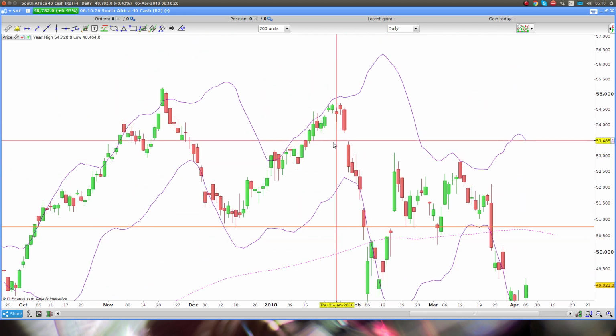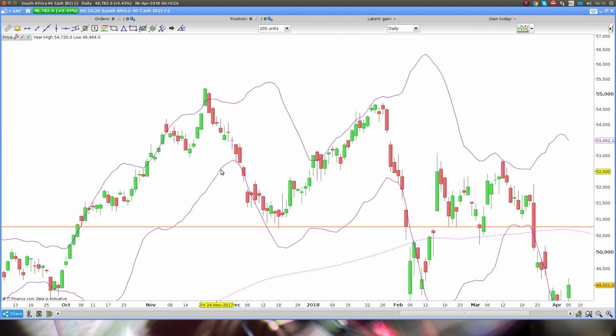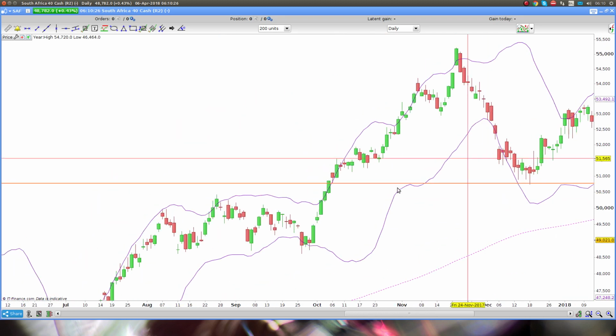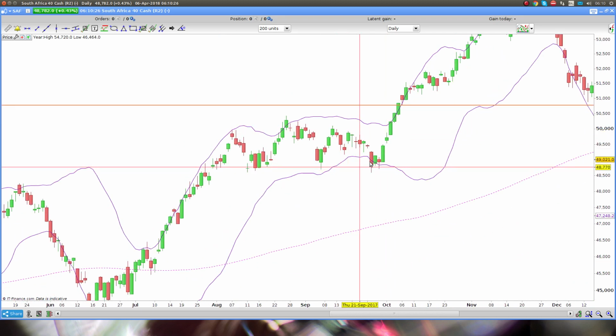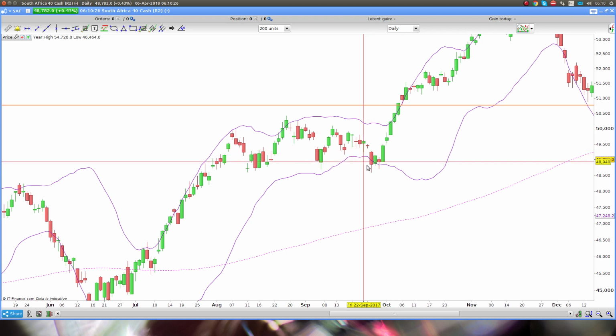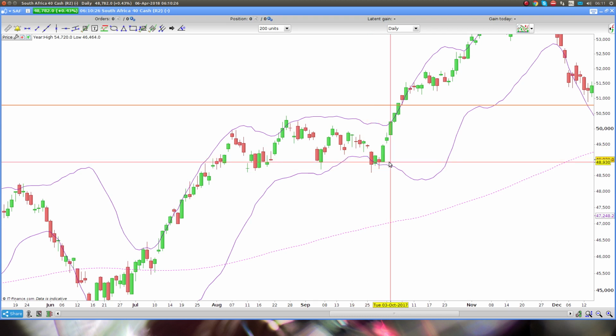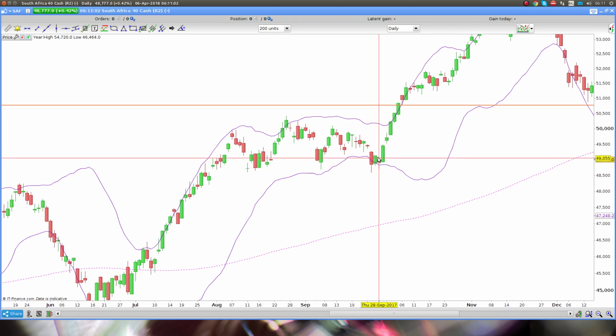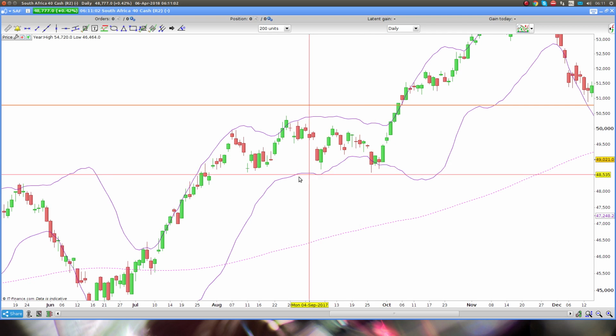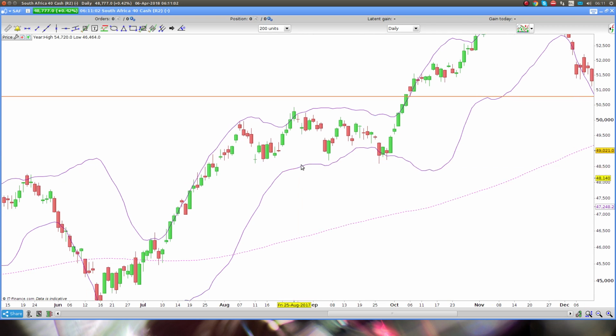So inside bars for me are just as critical, and their relation to the Bollinger Band is always a good sign. There's an inside bar there. Okay, and sometimes you get a situation where you have multiple inside bars, which is always a very good signal as well. Okay, the next one is the engulfing pattern.